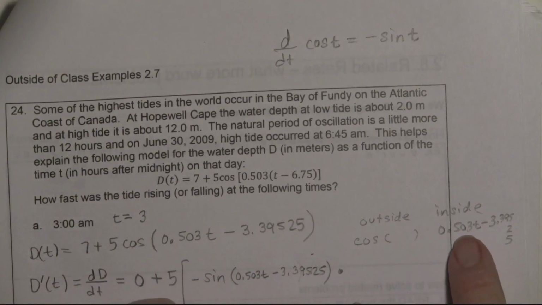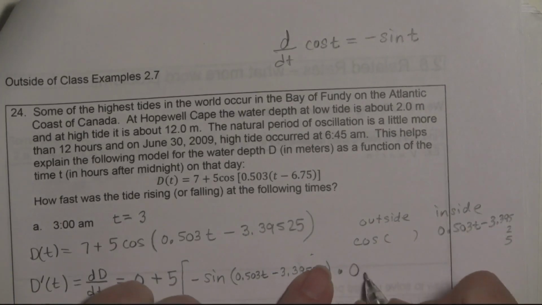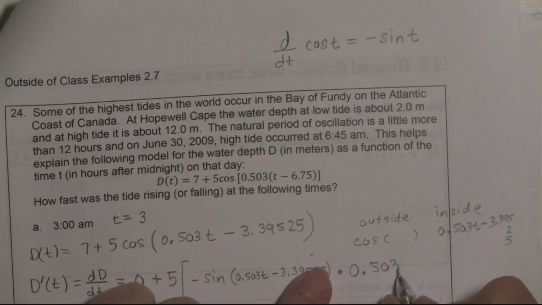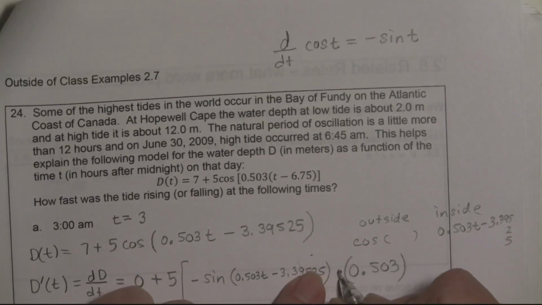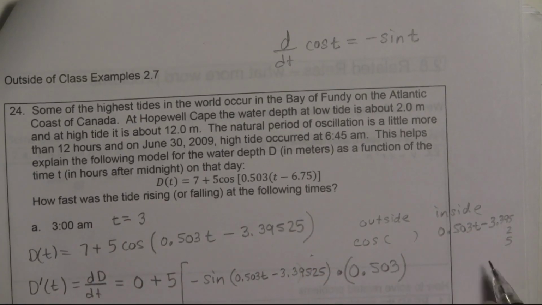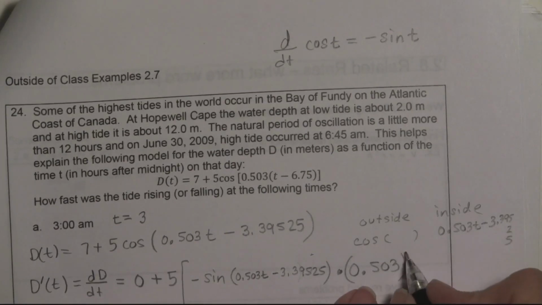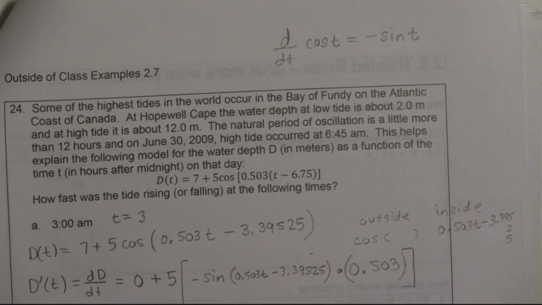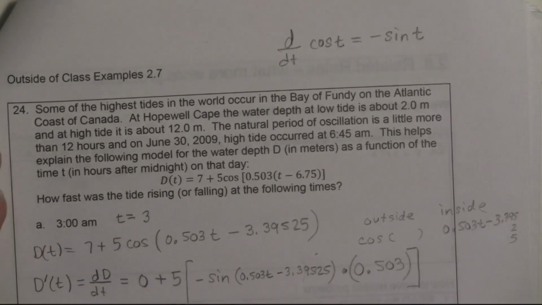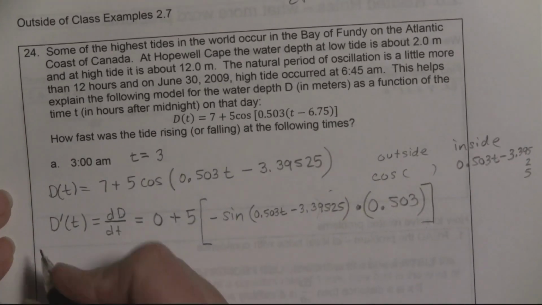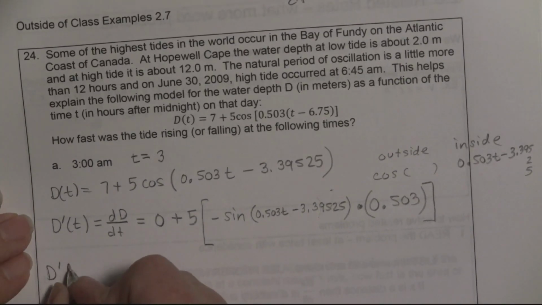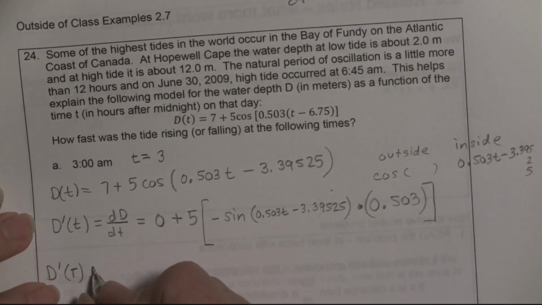And the derivative of the inside, well, the derivative of 0.503t is 0.503. I'm going to put parentheses, multiplied by. And then the derivative of a constant is 0. And then I'll be able to put my bracket. So I just have to put that together. It's a little bit messy, but I've kind of handled it, I think, by using some parentheses.